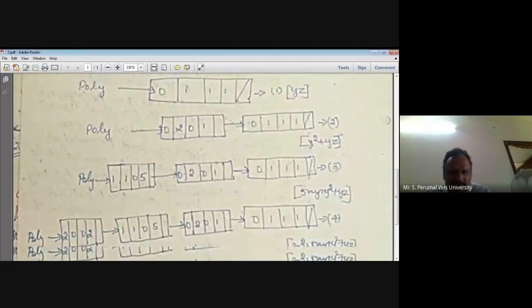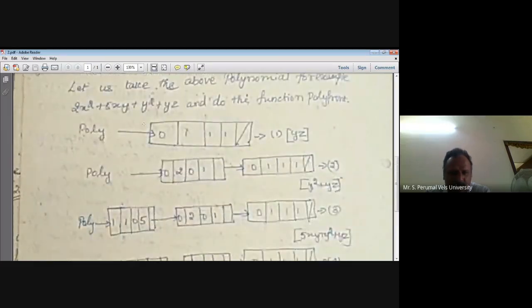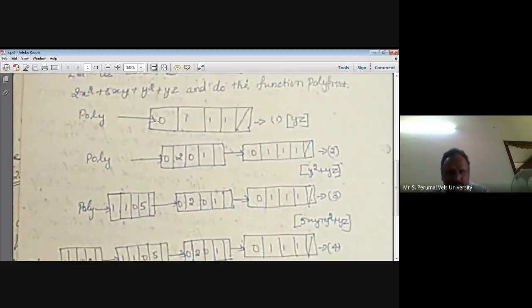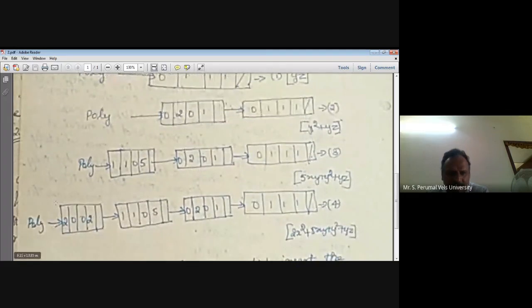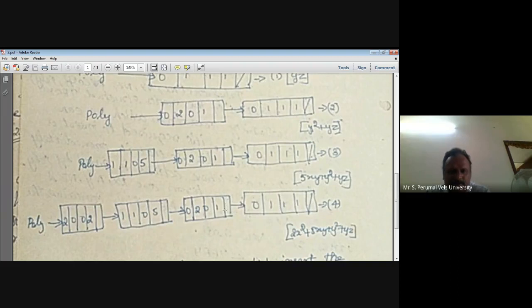So the last one says 2x square. 2x square is given in the format of 2, 0, 0, 2, which is inserted before. So therefore 2x square plus 5xy plus y square plus yz is represented in the polynomial format as it is given here. Okay. So present.